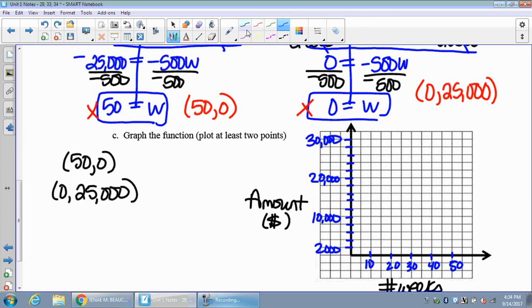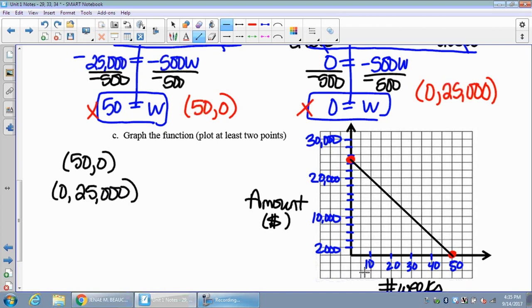Graphing our ordered pairs. We've got 50, so I go right, 10, 20, 30, 40, 50, 0, meaning I don't go up or down at all. And then 0, 25,000. So 0, here's 20, 22, 24, that's 26, so halfway in between. And we're ready to create our line segment. And we're good. That's it.